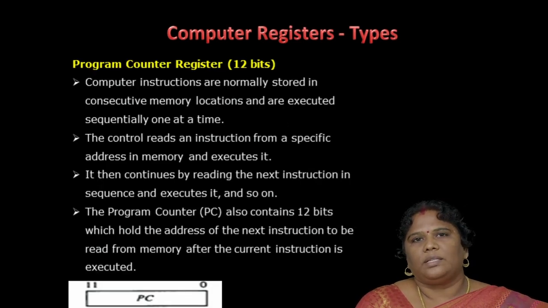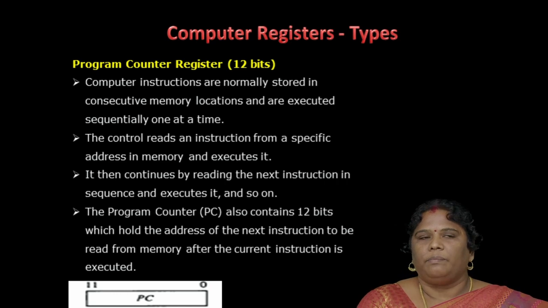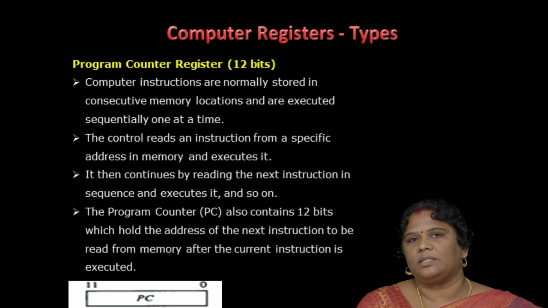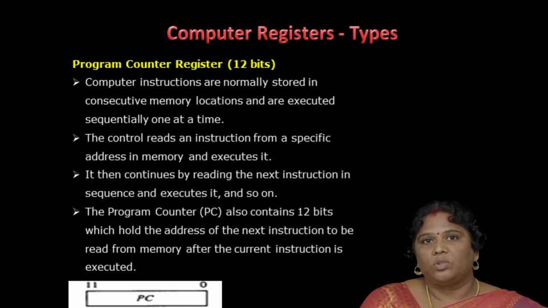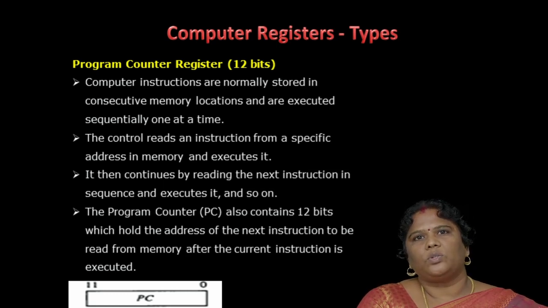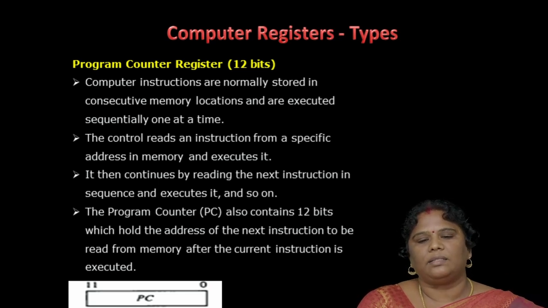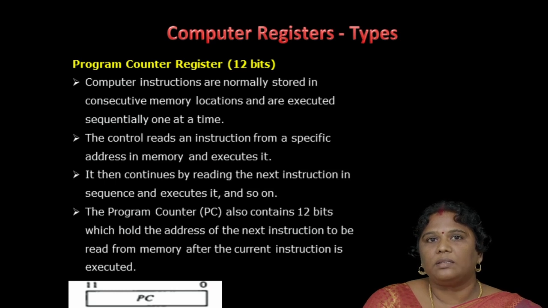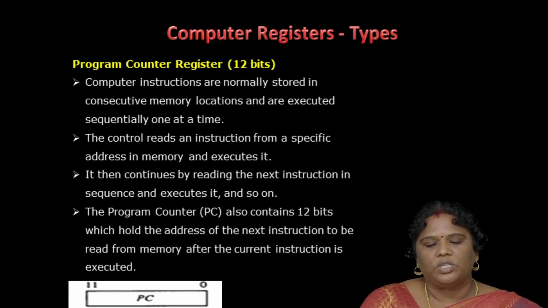Next, the program counter register. Why do we need the program counter register? Because computer instructions are stored in memory in consecutive memory locations. Whenever the current instruction is executed, the control must find the next instruction to be executed. So we need a counter to increment the memory address, and for this purpose we use the program counter register, simply called the PC register. It stores the address of the next instruction to be executed, and it also has a 12-bit length to store that address.